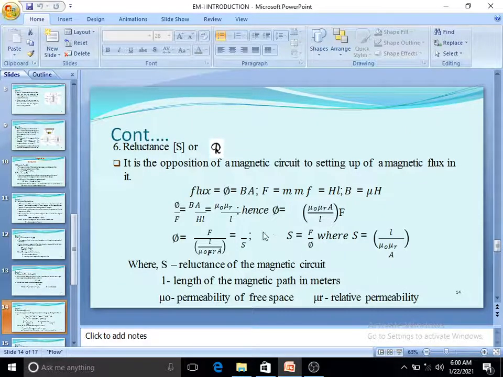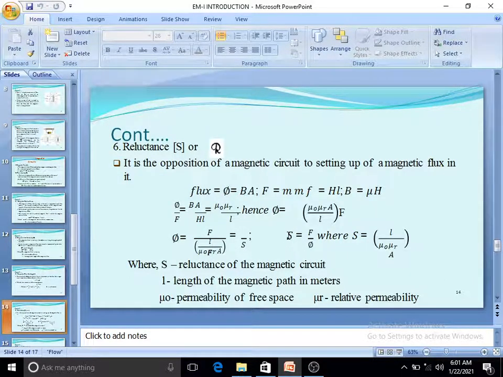So if you substitute here, H and H will get cancelled, then mu naught mu R A by L will be there. Then shift your MMF to the RHS. So flux will become mu naught mu R A by L times F. Just arrange this formula. So flux equals F, which is MMF, divided by L by mu naught mu R A, which is nothing but your S. Here S is nothing but reluctance.